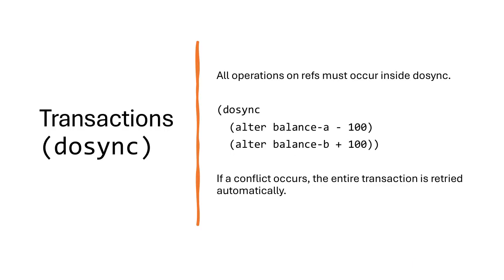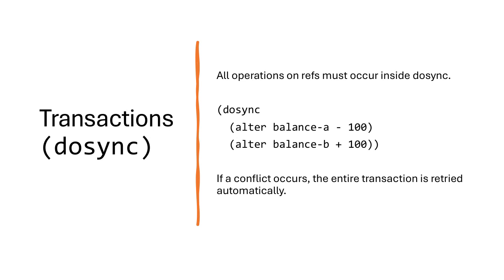When working with refs in Clojure, all changes must happen inside a special block called dosync. This block defines a transaction, which makes sure the updates are coordinated and either fully succeed or don't happen at all. For example, if you want to transfer 100 units from one balance to another, you use dosync to alter both balances together. If any conflict happens during this process, like another transaction changing the same refs at the same time, the whole transaction is automatically retried until it can complete without issues.